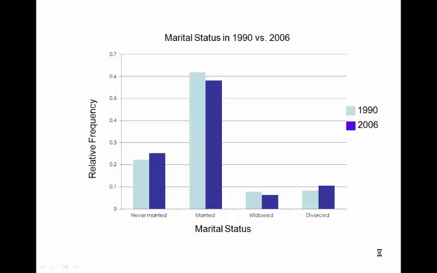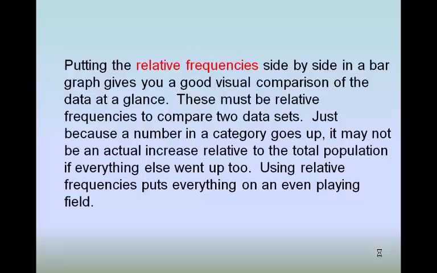After you calculate all of those, this is the graph you get. Notice that in the lighter shade of blue we have 1990 next to 2006 data, which is in the darker shade. And you can compare them easily year by year. The never married, you can see that there were more never married in 2006 than in 1990. You can see the relative frequency of married people was greater in 1990 than 2006. There was a greater number widowed in 1990. There was a greater percentage divorced in 2006 than in 1990.